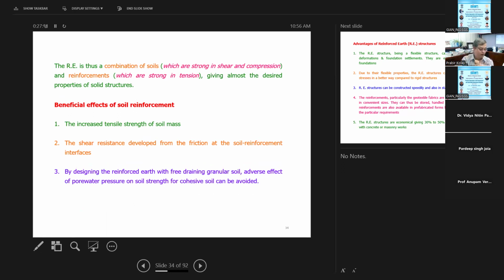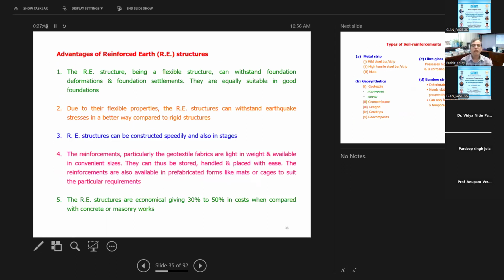pressure plus water pressure. So the advantages, as I mentioned, are flexible structures. It can deform, withstand deformation and foundation settlement, and is equally suitable for good foundations. Due to their flexible structure, as I mentioned earlier, they can withstand earthquake stress better than conventional rigid structures. Reinforced structures can be constructed speedily and also in stages. You can do the construction in stages, or you can do the construction very quickly.